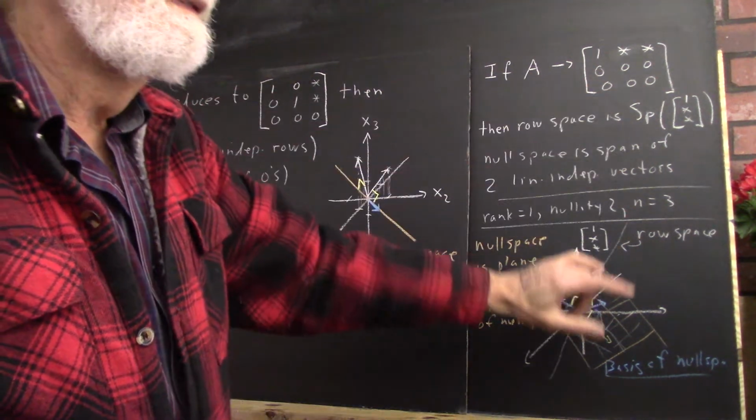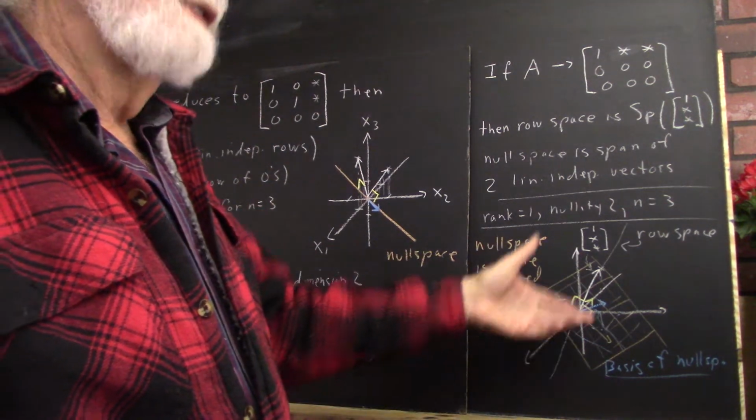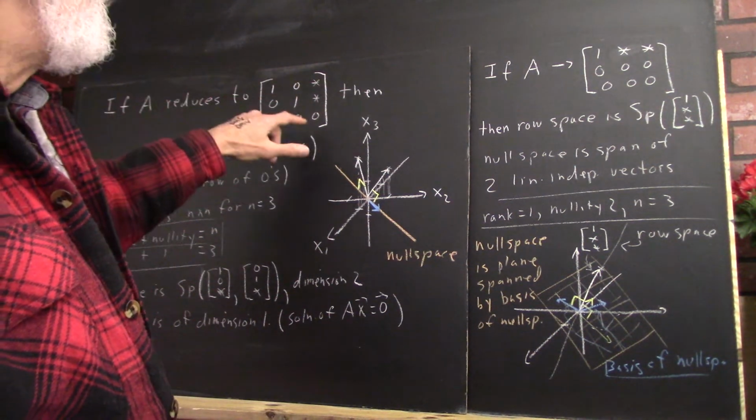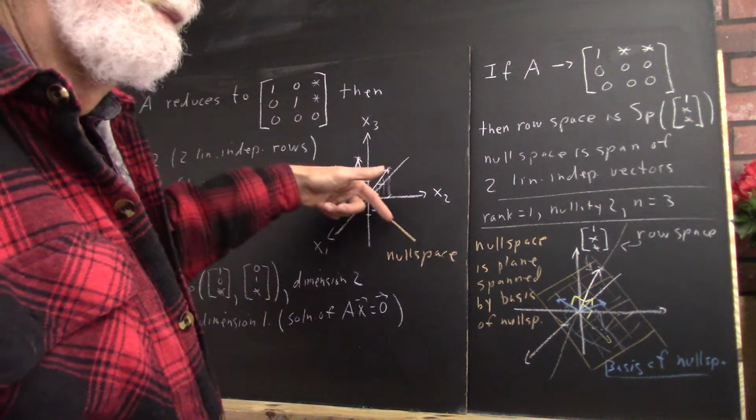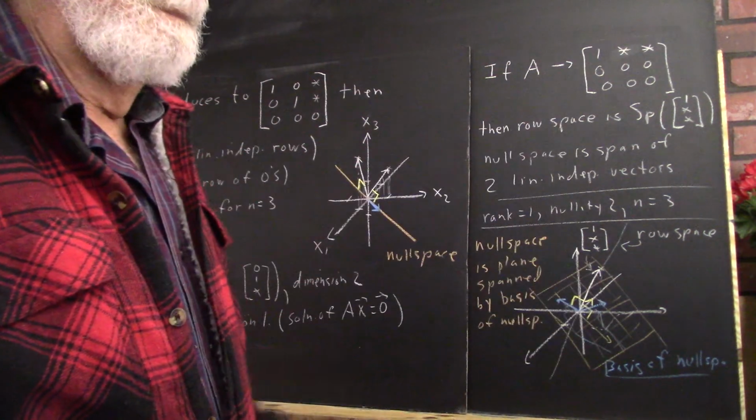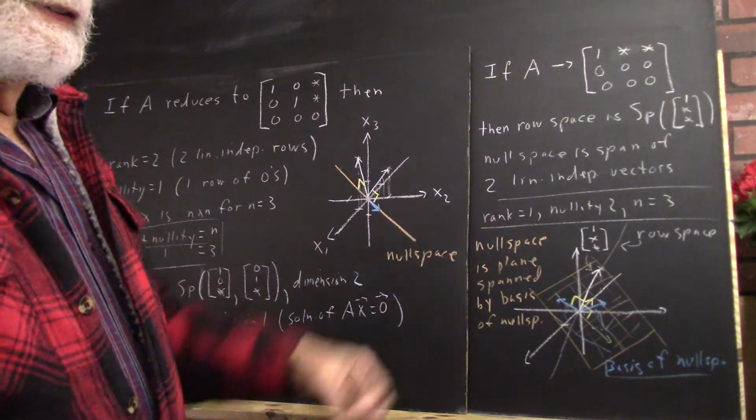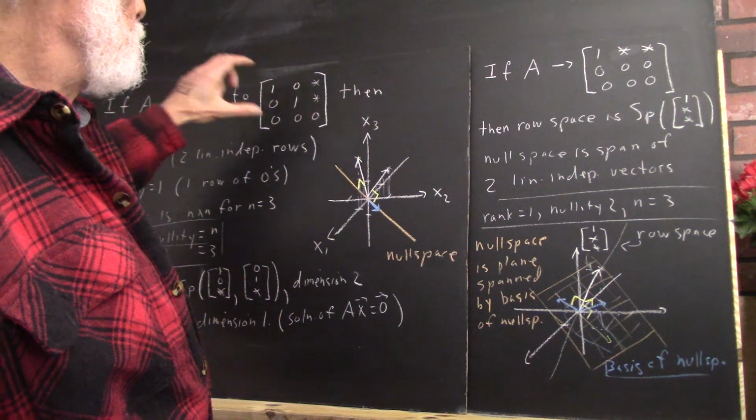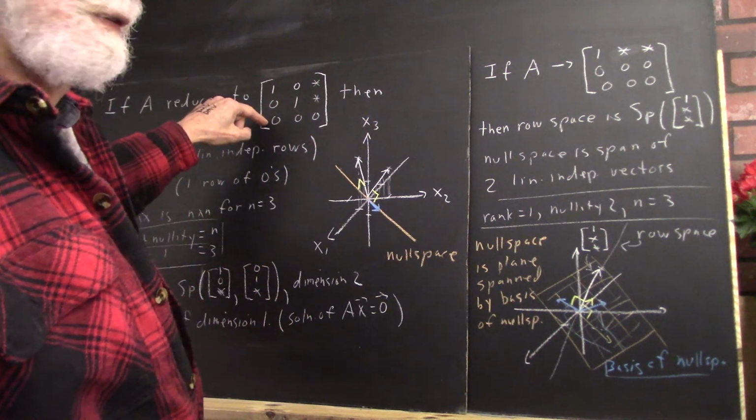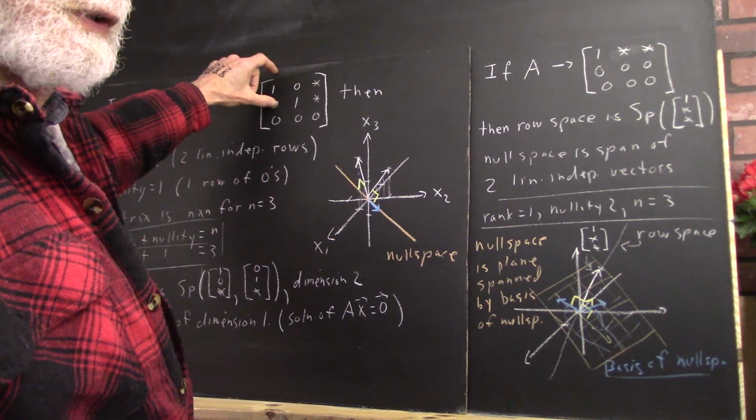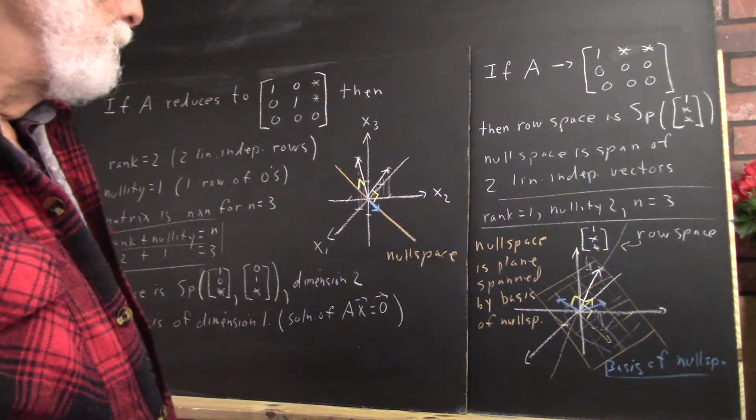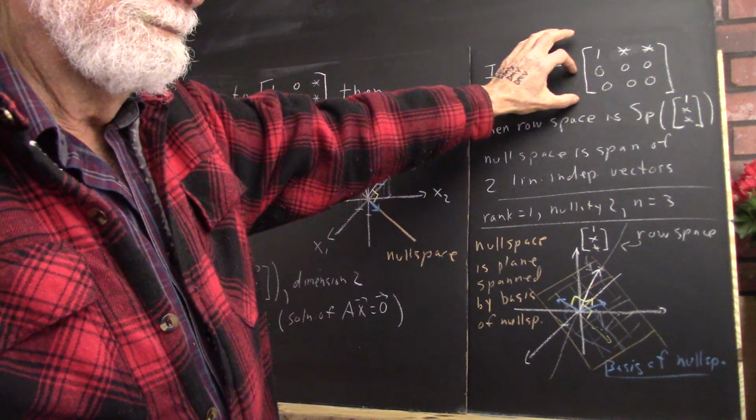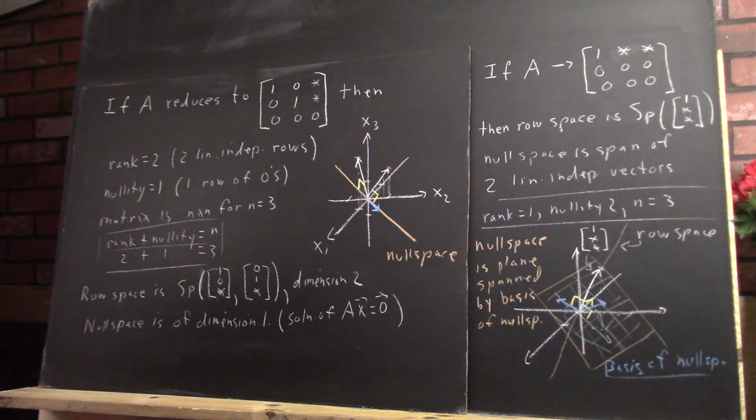Okay, so row space in this case is a plane. In this case, it's a line. The null space in this case is a line. The null space in this case is a plane. And the only difference is, if you want to look at it this way, that here you have one row of zeros, so that you have two rows that are linearly independent and don't form zero. But you have one row of zeros here, you have two rows of zeros here. So you want to think through that.